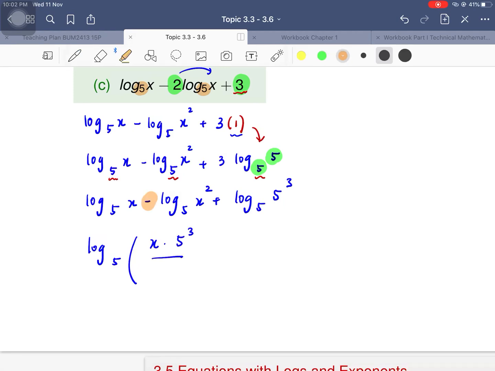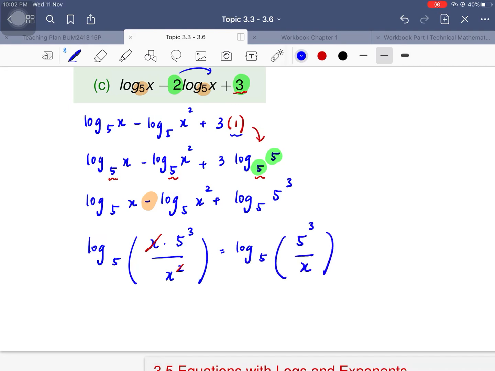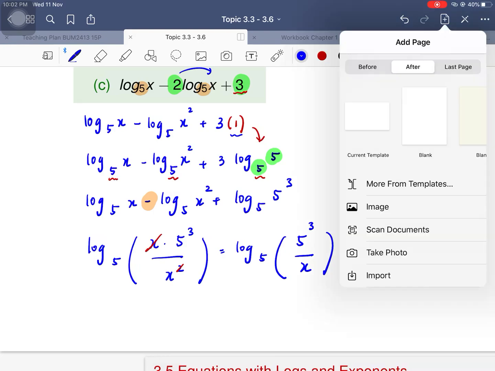There's a minus over here, so it should be at the bottom, which is going to be x squared. And of course, I can further simplify this because this is going to cancel, and I'm going to end up with log of 5 to the power of 3 over x. So that is going to be the simplest form that it could be. So that will be C.